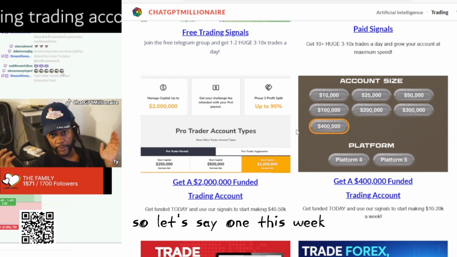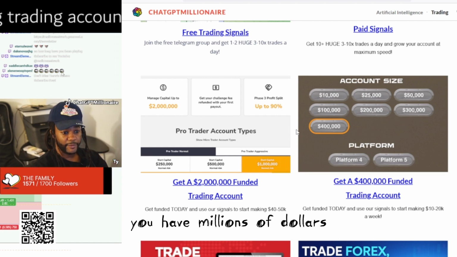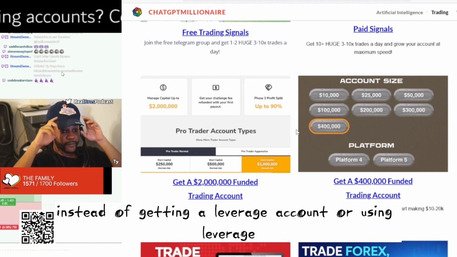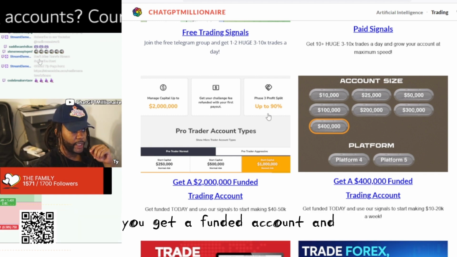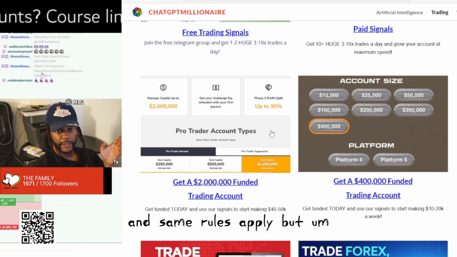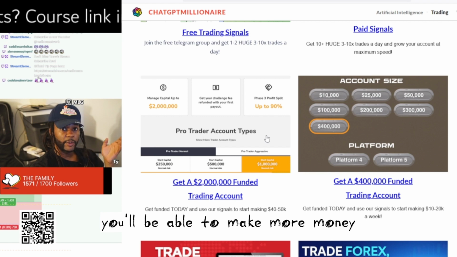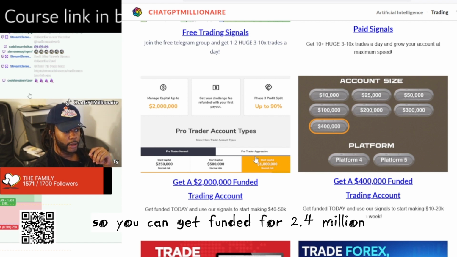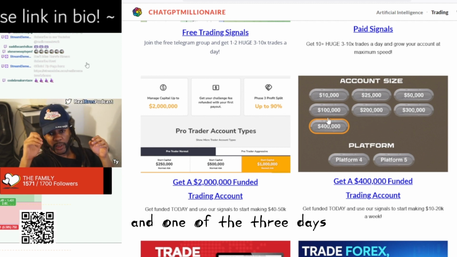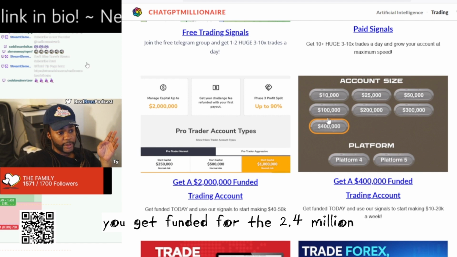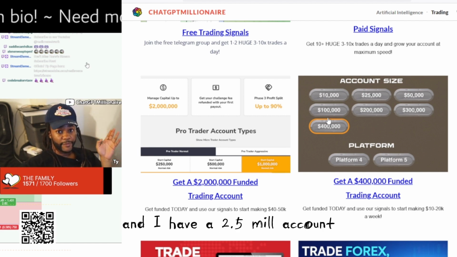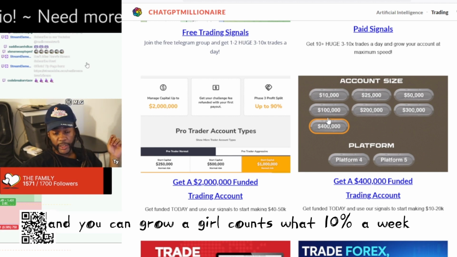So let's say this week you don't have money, you don't have millions of dollars, but you want to make $60K a week. Instead of getting a leveraged account or using leverage, I would prefer you get a funded account. It's still leverage and the same rules apply, but you'll be able to make more money and actually cash it out. So you can get funded for 2.4 mil. Sign up for both. In 1 to 3 days, you get funded for 2.4 mil. There's no credit checks, none of that. You can get funded, and now you have a 2.5 mil account, and you can grow it.